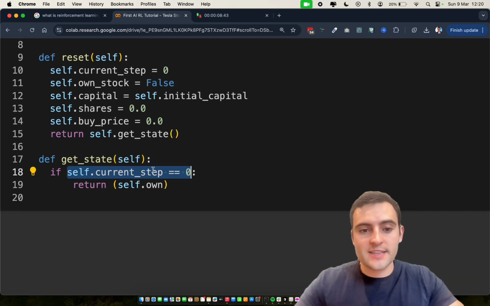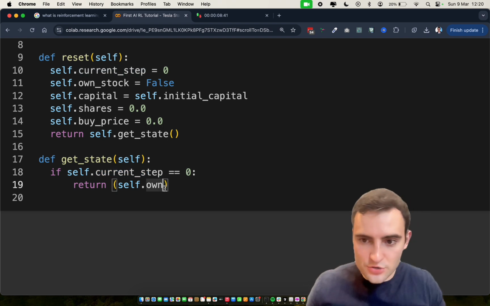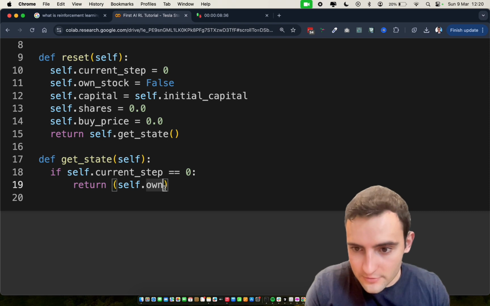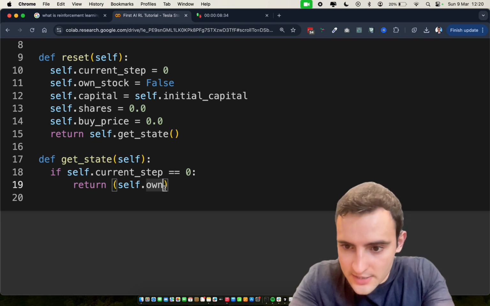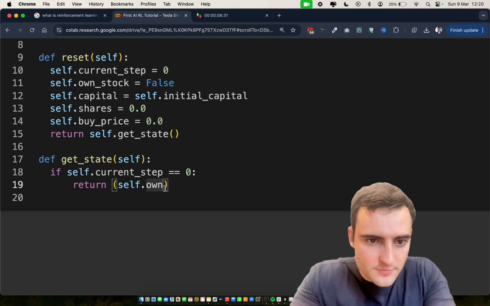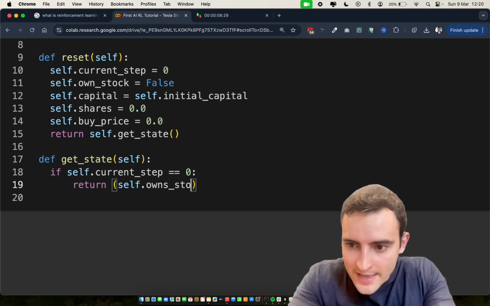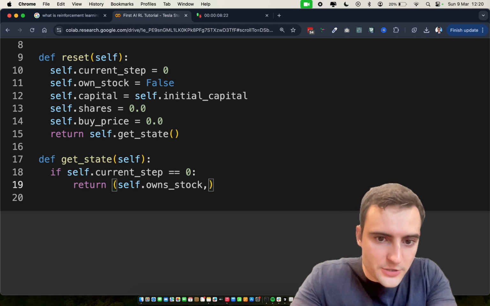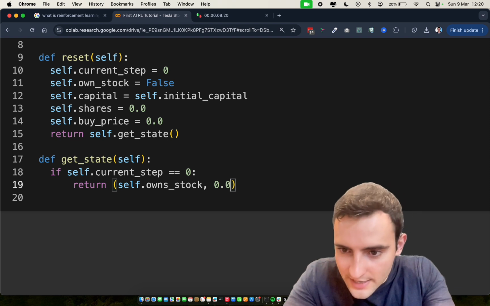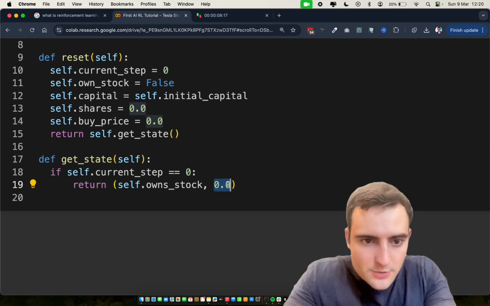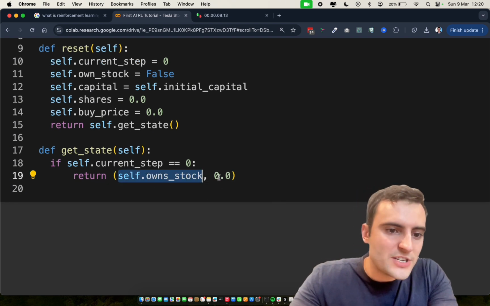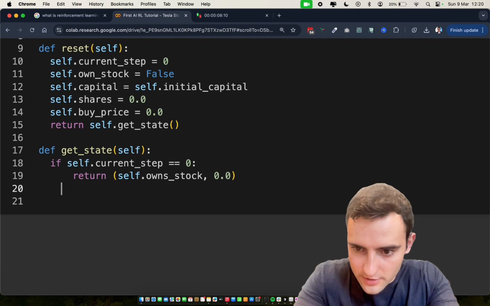So we're going to define the environment or the state as 2 things. Basically, how much stock that you currently have, right? So here we do, or if you own the stock or not. So self.own_stock, and then also the profit. So here we do 0.0, right? So that's how much money that we have so far. So here we have self.own_stock and then 0.0, and that is how we start off. That is the state that we start off with.